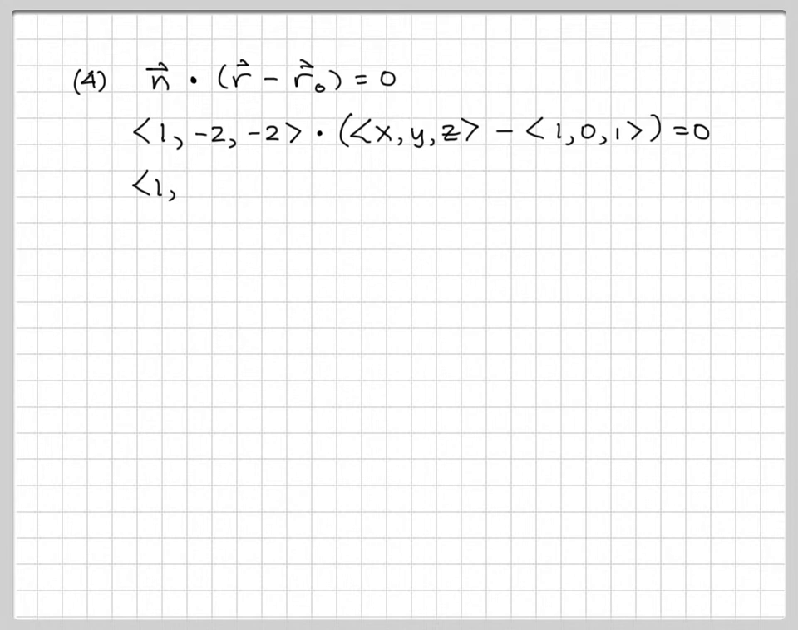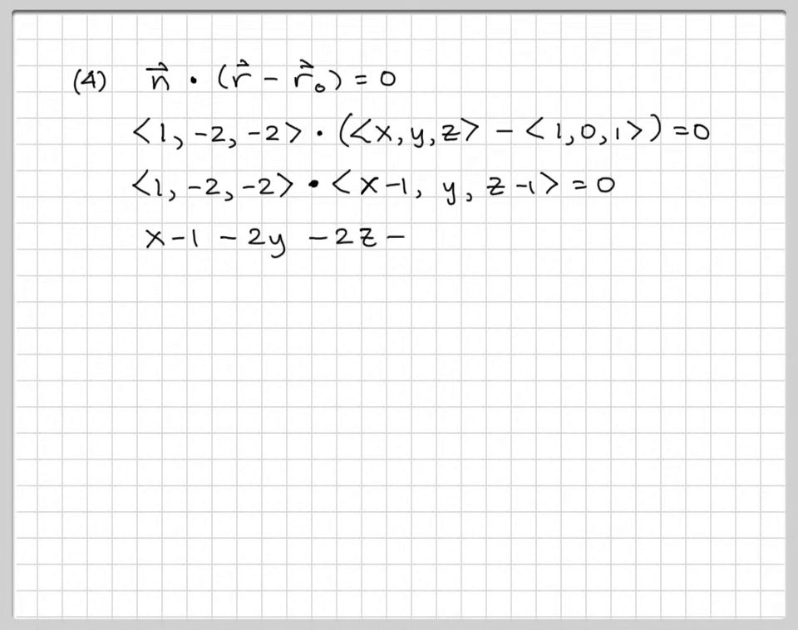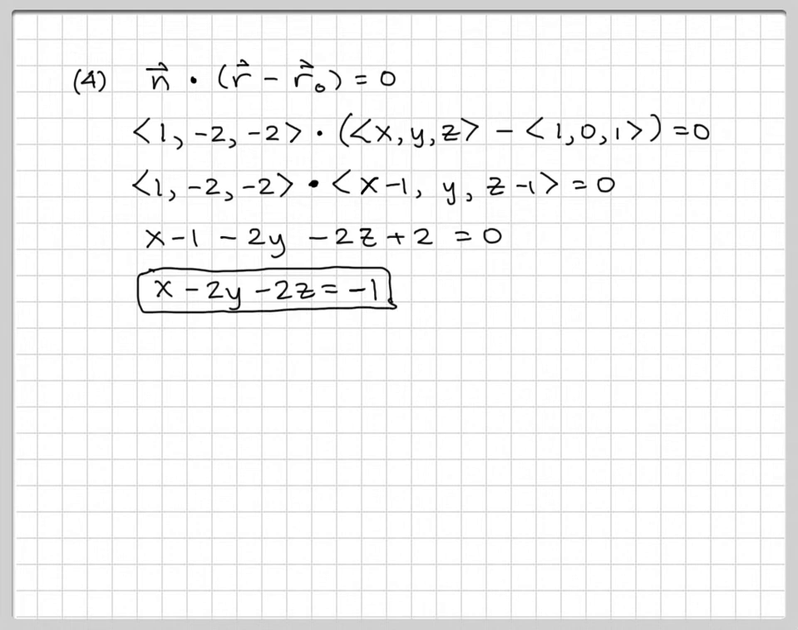Okay, so that's going to give me 1, -2, -2 dot x minus 1, y, z minus 1. When I dot these, I'm going to get x minus 1 minus 2y minus 2z plus 2 is 0, or x minus 2y minus 2z is -1. All right, so that is the equation of our tangent plane to the surface at the point 1, 0, 1.